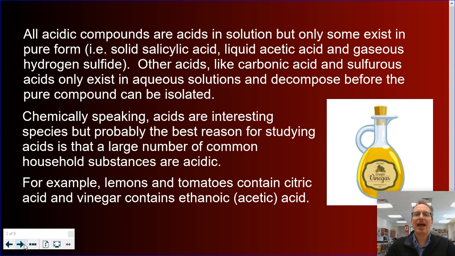All acidic compounds are acids in solution, but only some exist in pure forms. For example, solid salicylic acid, liquid acetic acid, and gaseous hydrogen sulfide. Other acids like carbonic acid and sulfurous acid only exist in aqueous solutions and decompose before the pure compound can be isolated. Chemically speaking, the acids are interesting species, but probably the best reason for studying acids is that a large number of common household substances are acidic. For example, lemons and tomatoes contain citric acid, and vinegar contains ethanoic or acetic acid.